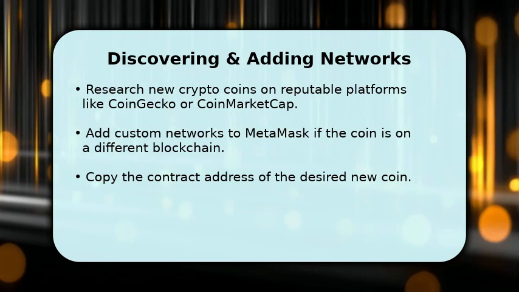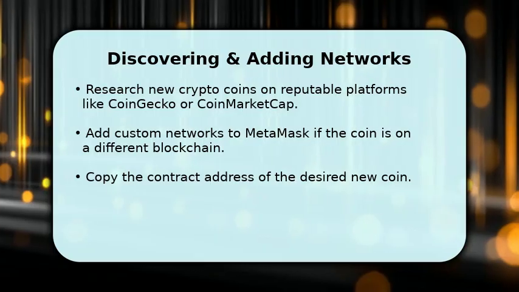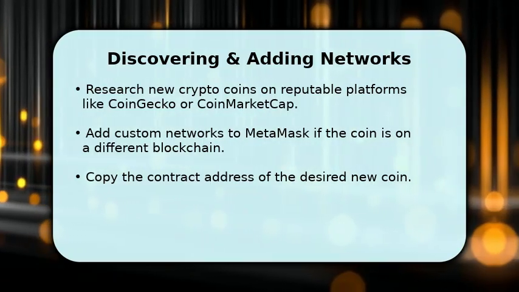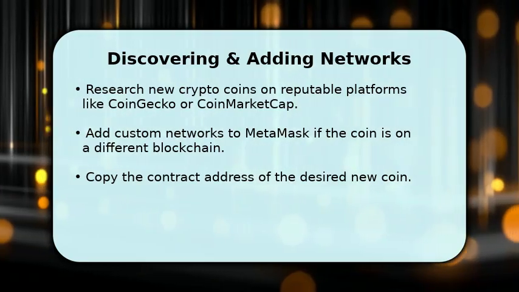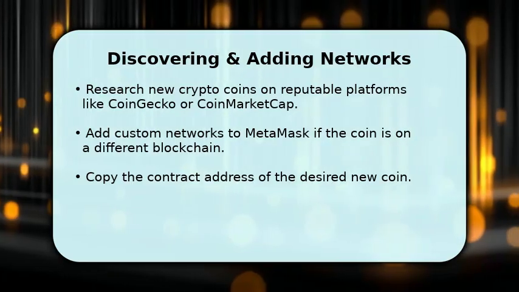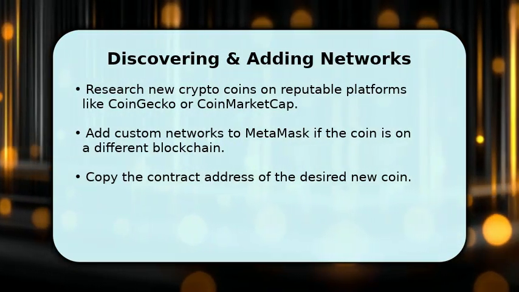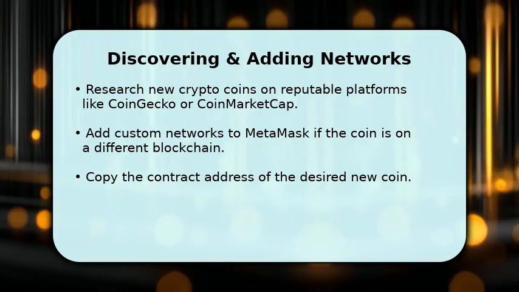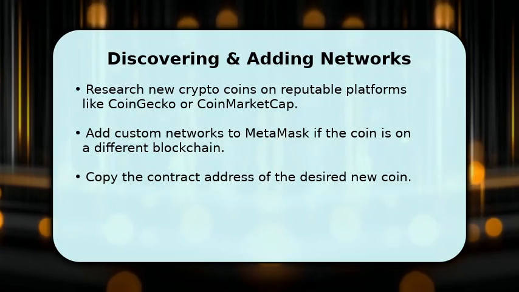To find new coins, explore platforms such as CoinGecko or CoinMarketCap, looking for projects with solid fundamentals. If the coin operates on a network not yet configured in your MetaMask, you'll need to add that custom network. This usually involves inputting specific network details like the RPC URL and chain ID. Once you've identified your coin, copy its unique contract address, which is crucial for the next step.